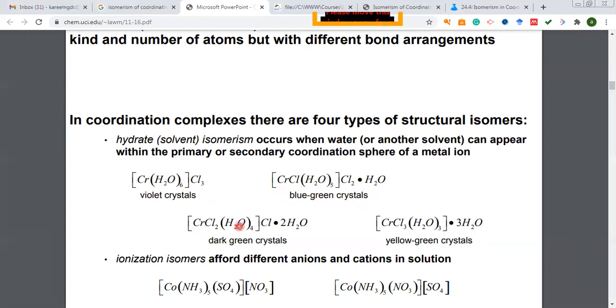If you further exchange one more water molecule, you may get this one, and the color is yellow green crystal. So when we change the bond linkage, it accompanies a change in physical as well as chemical properties. That's why these four are known as hydrated structural isomers. Why? Because hydrate means water molecule, and the water molecule here is exchanged.